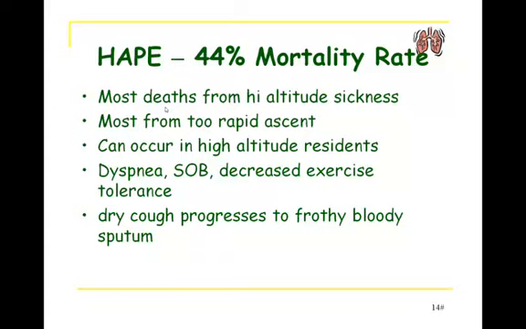Now, about 2% of the population that go to higher altitudes become acutely ill and can die. And these two examples are real bad things that people can die from. The first one is high altitude pulmonary edema. If you develop this, you have a 44% chance of dying from it. And this is more common than high altitude cerebral edema, or I should say most deaths from high altitude sickness will be from high altitude pulmonary edema.